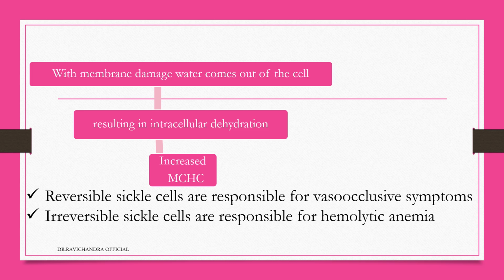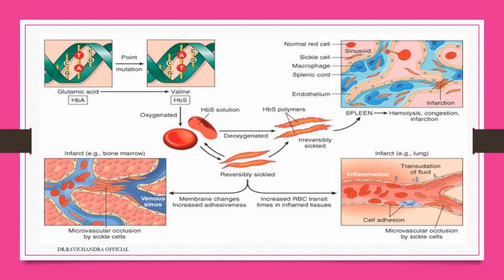Reversible sickle cells are responsible for vaso-occlusive symptoms, and the irreversible sickle cells are responsible for the hemolytic anemia. So, the vaso-occlusive condition is a prior condition, and it can be reverted back when the sickle cells are exposed to oxygenation again. But if this goes on continuing, it will end up in irreversible sickle cells, thereby causing hemolytic anemias.